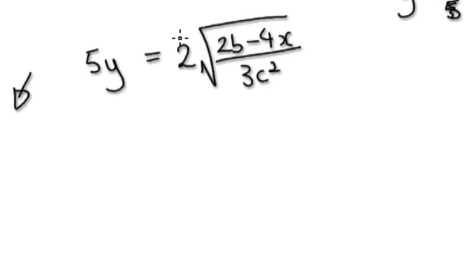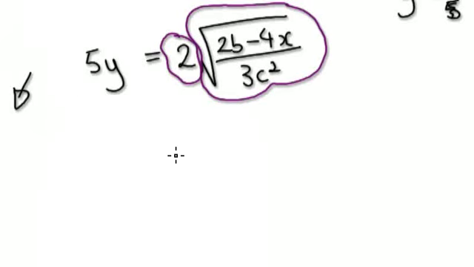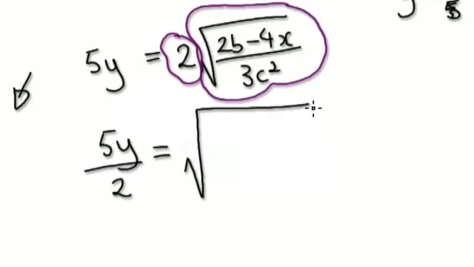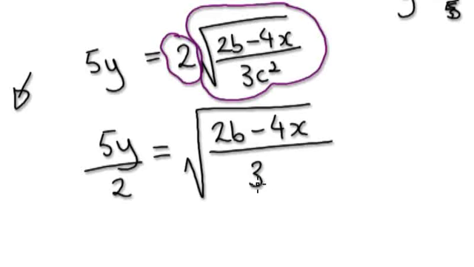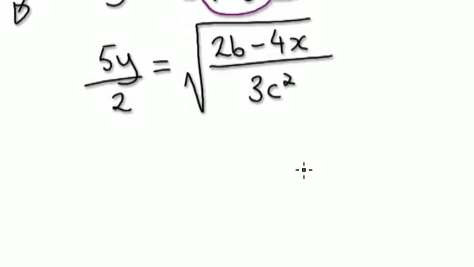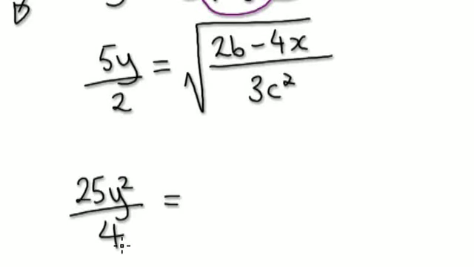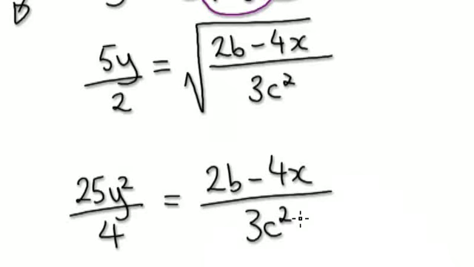Okay, so now visualize it as this. You've got one bubble multiplying a complicated bubble here. So kill off the 2, divide both sides by 2. So 5y over 2 equals 2b minus 4x over 3c squared. Okay, now square both sides, so it would be 25y squared over 4. This would be, well, this would be this 4x over 3c squared.